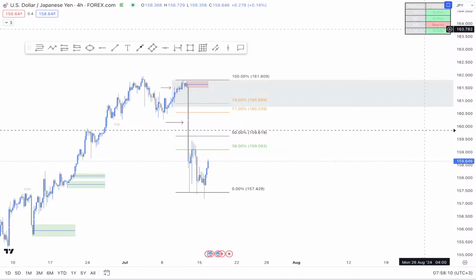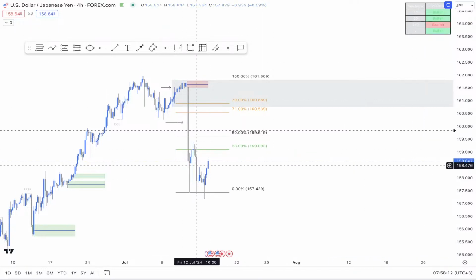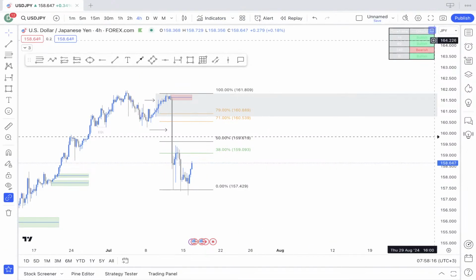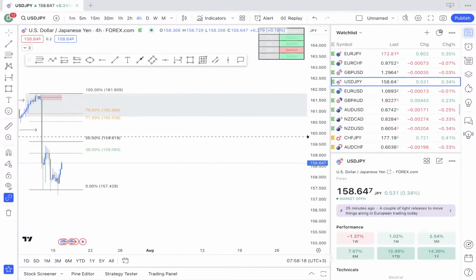The 4-hour is bearish on the trader graph, and so far this looks pretty corrective. So we want to see a continuation of that.